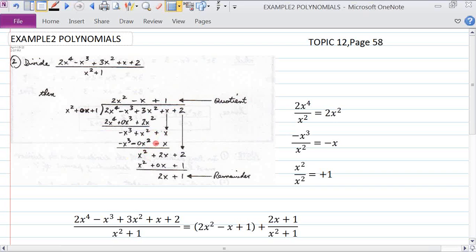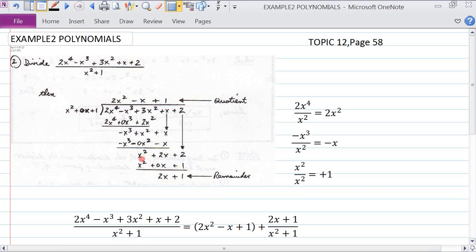x minus minus x gives me 2x, and I'm going to bring the 2 down. And now what I'm going to do is take this first term and divide it by the first term over there, and that gives me 1, which is this term here. 1 times x squared times this whole thing. 1 plus 1 times this gives me x squared plus 0x plus 1.